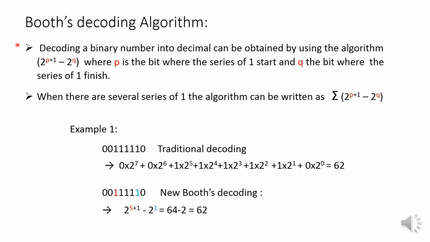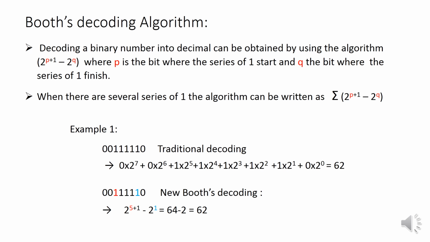The Booth algorithm says that decoding a binary number into decimal can be obtained by using the expression 2 to the power p plus 1 minus 2 to the power q, where p is the bit where the series of 1s start and q the bit where the series of 1s finish. When there are several series of 1s, the algorithm can be written as the sum of 2 to the power p plus 1 minus 2 to the power q. Remember that decoding a binary number means converting it to decimal or to another desired format.